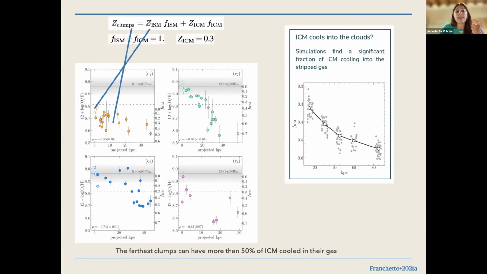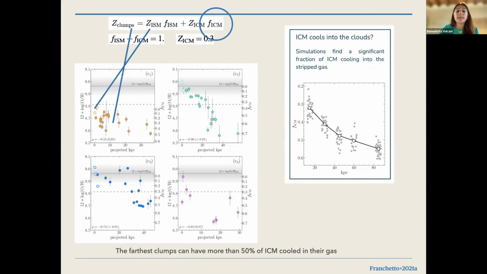Then we assume that the fraction of the ISM plus the fraction of the ICM must be equal to 1. The metallicity of the clumps is the one that we measure. The metallicity of the interstellar medium is the metallicity at the border with the disk. And then we can solve this simple equation to obtain the fraction of the intracluster medium. And this is the value that you see on the right axis of the plots.